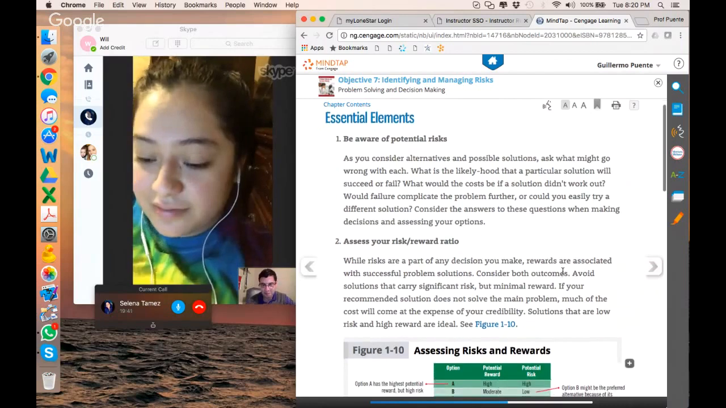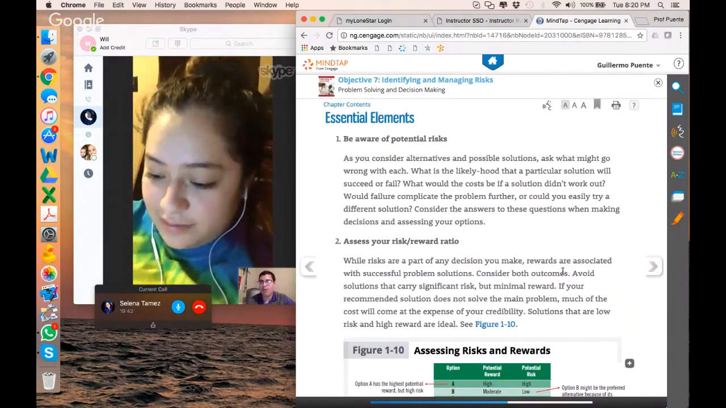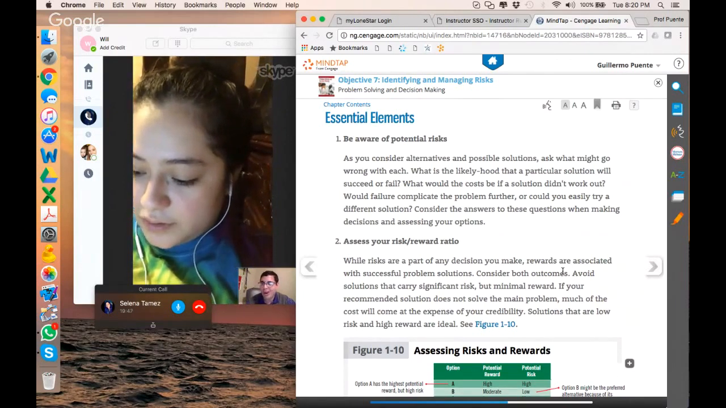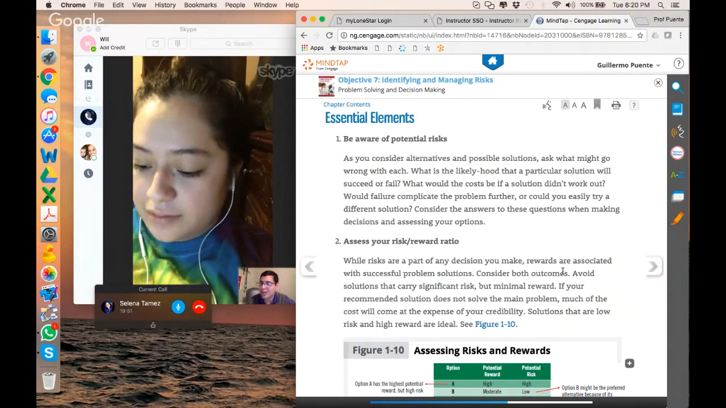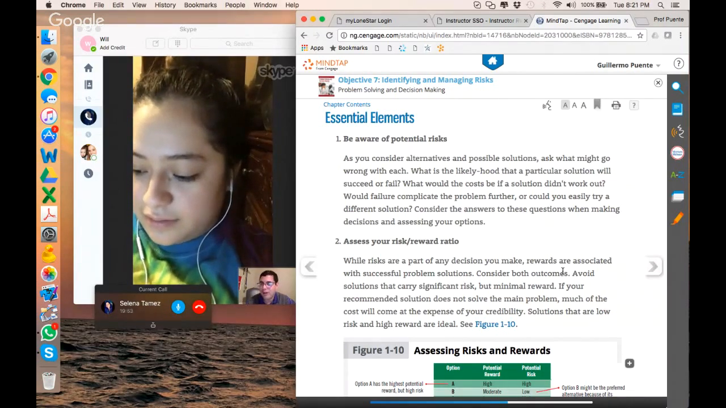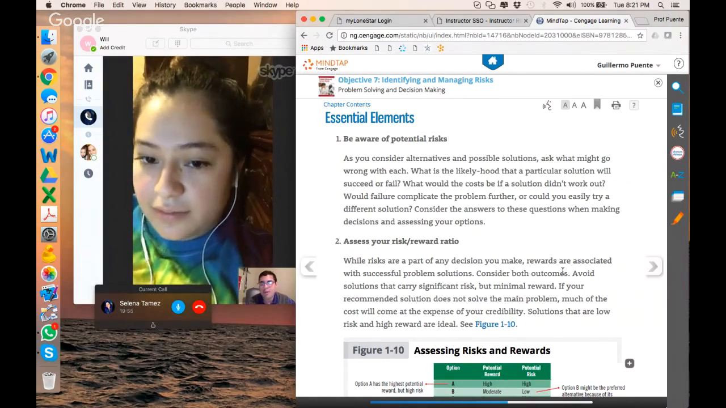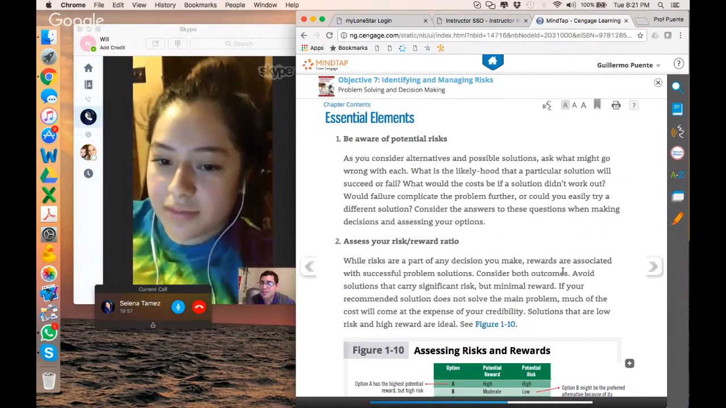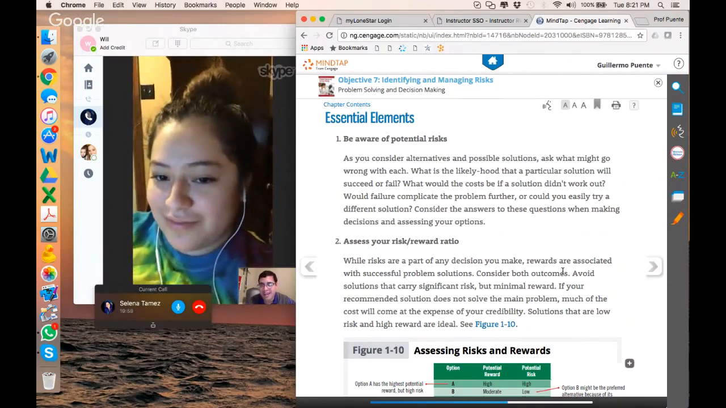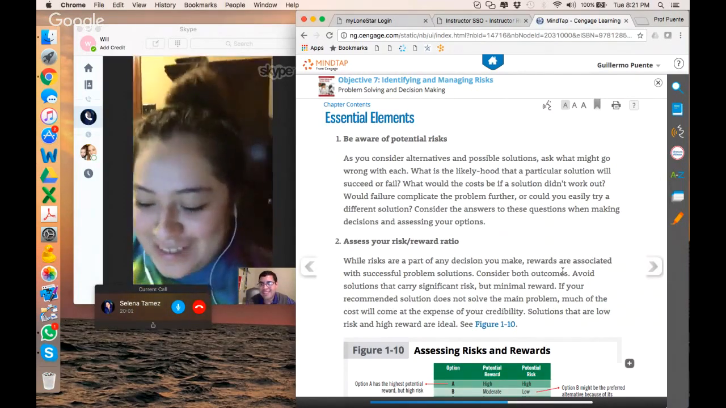So, assess your risk-reward ratio. That is really big for finance. That is really big for pharmacy. That's really big for life. Risk-reward ratio. What does that mean? That if you went to Mount Everest and wanted to climb it, it's a beautiful experience. But did you know there's a 10% chance that you might die? Is that worth it?